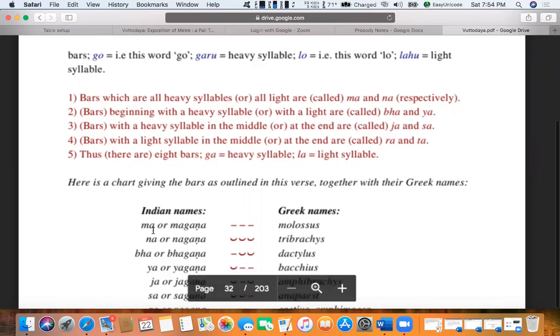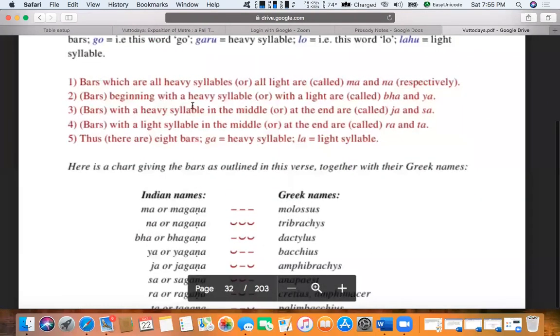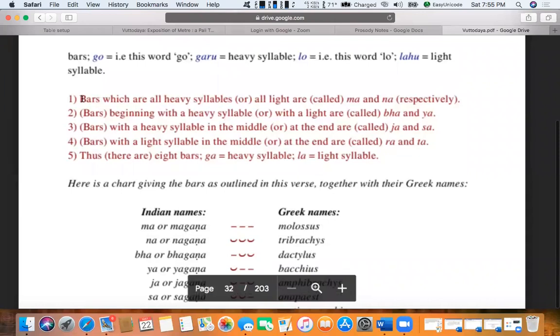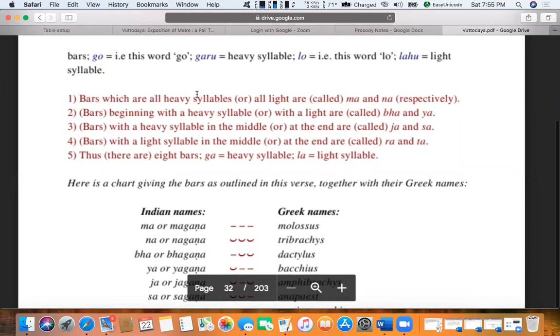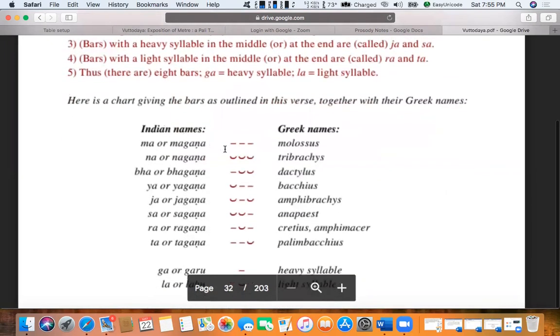So I will show you. Here is the magana. You see, ma or magana, the cluster or the group named ma. As we discussed, in magana there should be all heavy syllables. You see, in the first point, the groups which are all heavy syllables are called ma gana. Those with all light syllables are called na gana respectively. So in magana, there are all heavy syllables. Here also, this is magana, and these three are all heavy syllables.